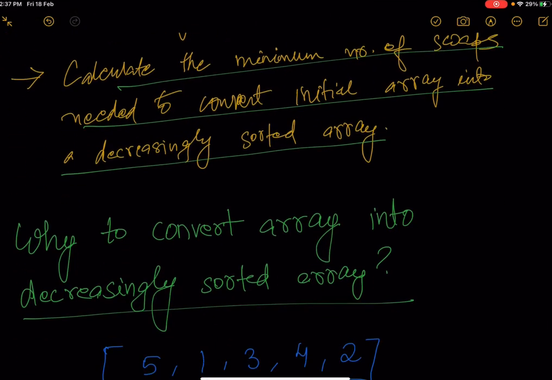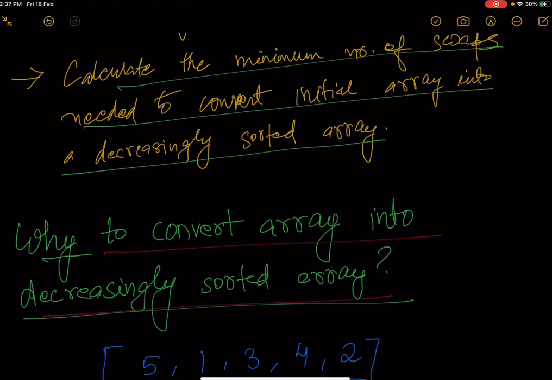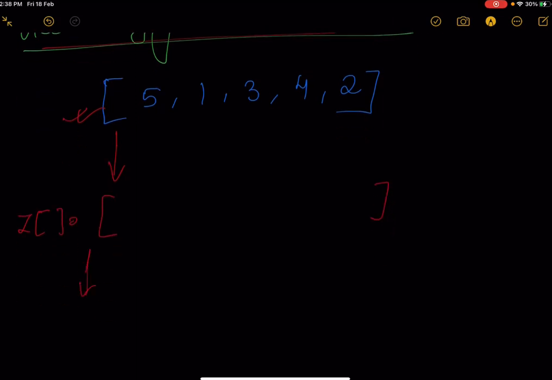Okay, so let us try to see why we convert the given array into a decreasingly sorted array. Let us consider this with an example. Let's say you are given this array which is 5 1 3 4 2. Now you know that I have to convert this array such that after that I will be calculating the z array out of it, right? You will find the z array out of it, and after that you will find the prefix sum array out of it, right? Now you want to get the maximum for the first element.